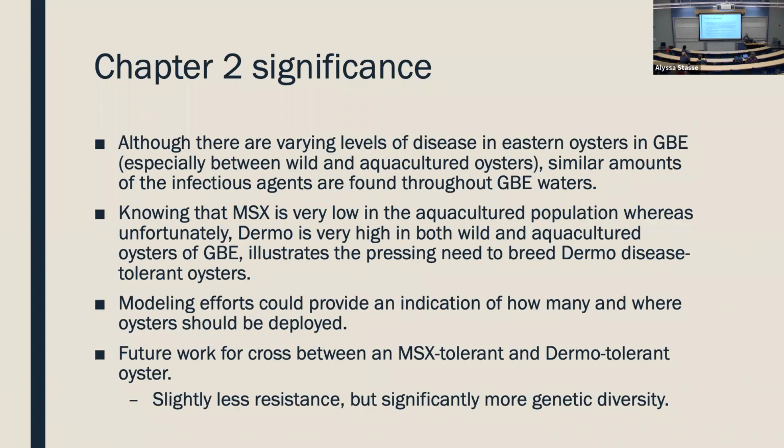For chapter 2, even though there are varying levels of diseases in the eastern oysters, like I said before, similar amounts of the infectious agents are found throughout the water, suggesting that it's not site-based, it is the types of oysters that are at the site. Knowing that MSX is low in aquaculture populations is super important because then we can focus on dermo and getting those levels down. Future work should work on a cross between MSX tolerant and dermo tolerant oysters to increase the genetic diversity. It will slightly lower the resistance to both diseases, but the genetic diversity will increase, causing a bigger population. And if something happens, like a rare outbreak of whatever, just like COVID happened to us, they will have the genetic diversity to deal with it.